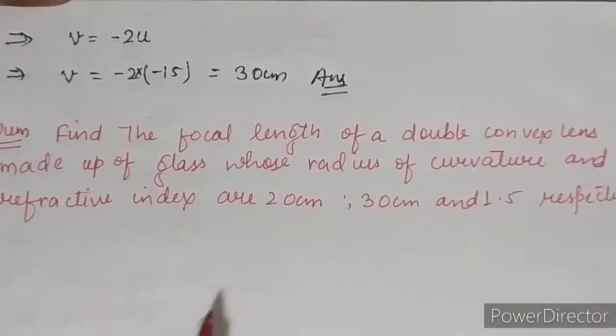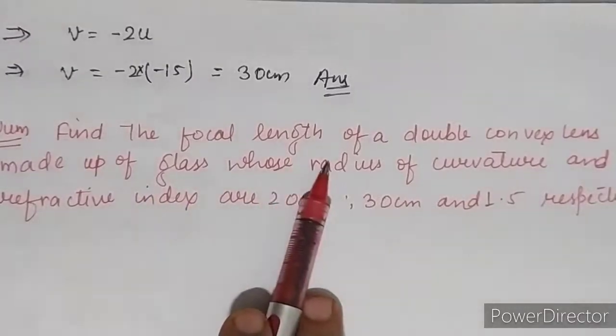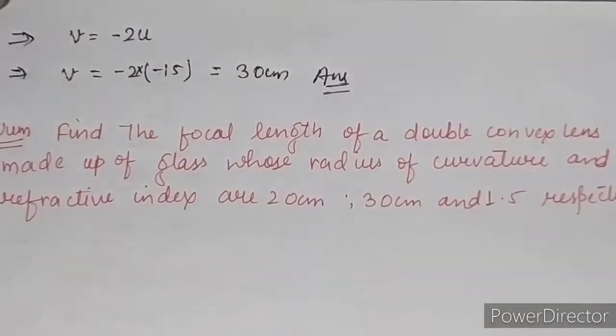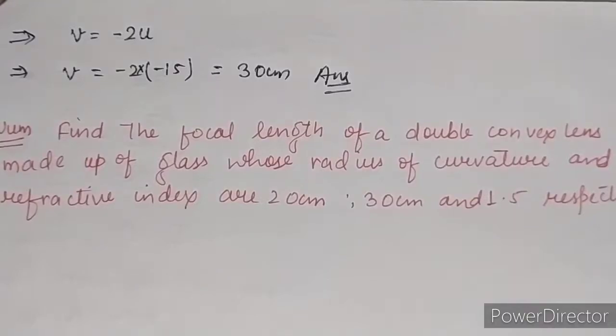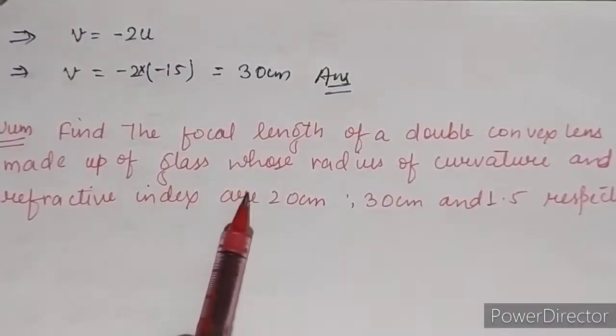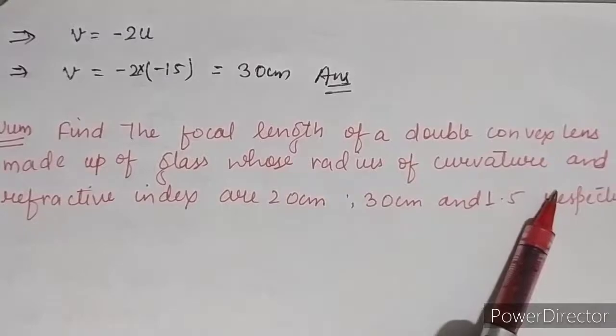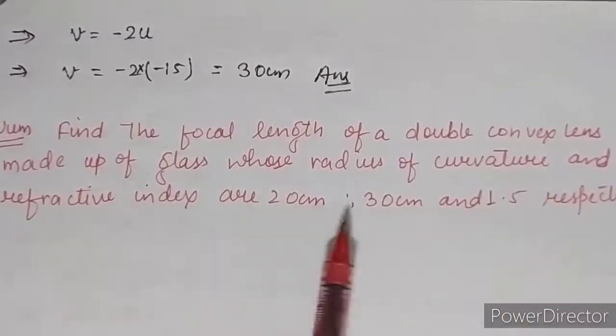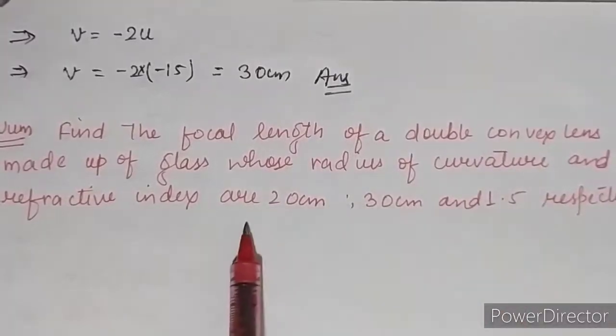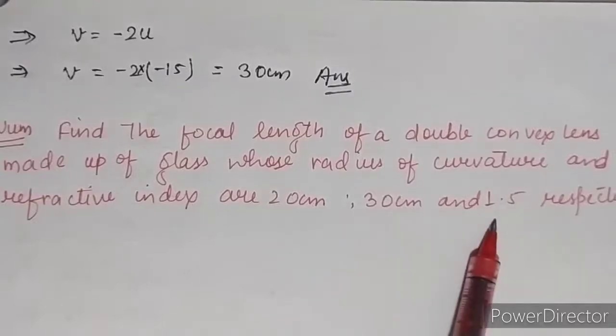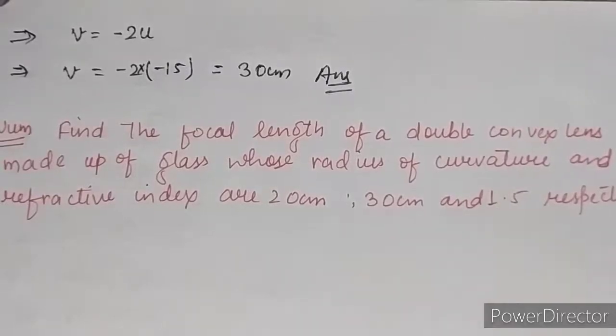So in this we have to find the focal length of the double convex lens. Always remember, double convex lens is your normal convex lens which is made up of glass whose radius of curvature and refractive index are given. So these two are the radii of curvature. This is R1, this is R2 and this is the value of refractive index. We have to find the focal length.